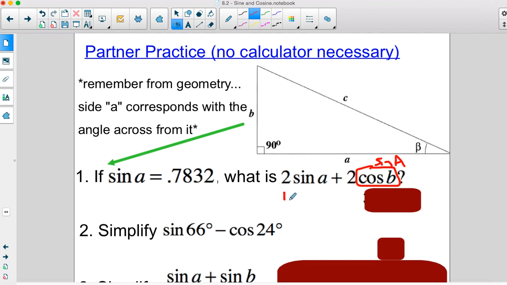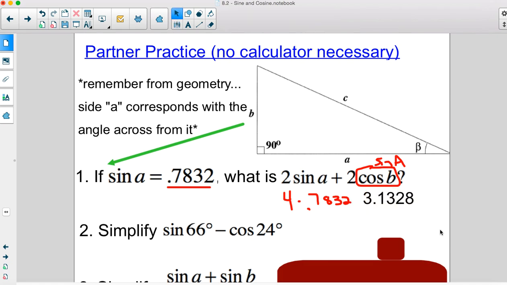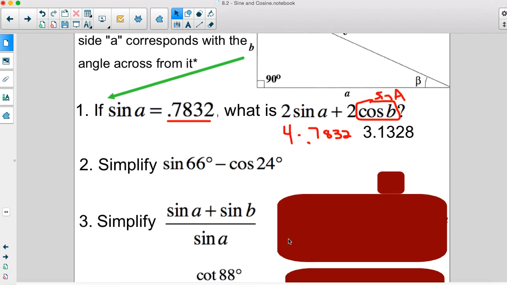So it's basically 4 sine A, and if I know sine A is 0.7832, it's 4 times 0.7832, which obviously you could do right off the top of your head, yeah? 3.132, right? You can multiply it out, you can use a calculator, it's not that big of a deal.